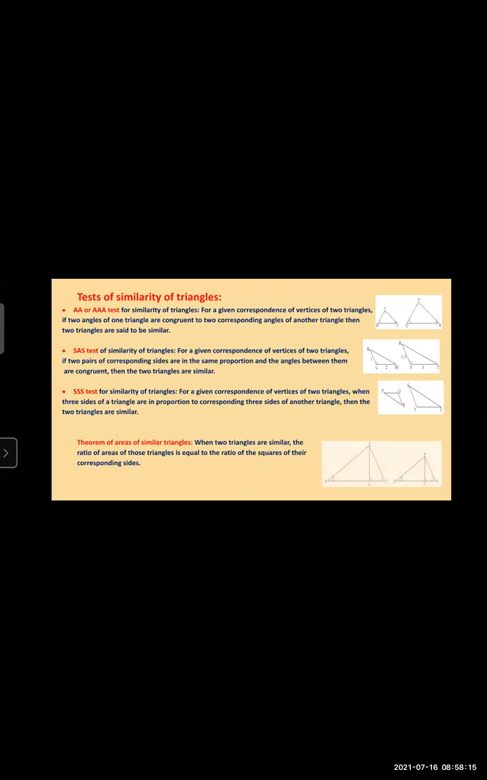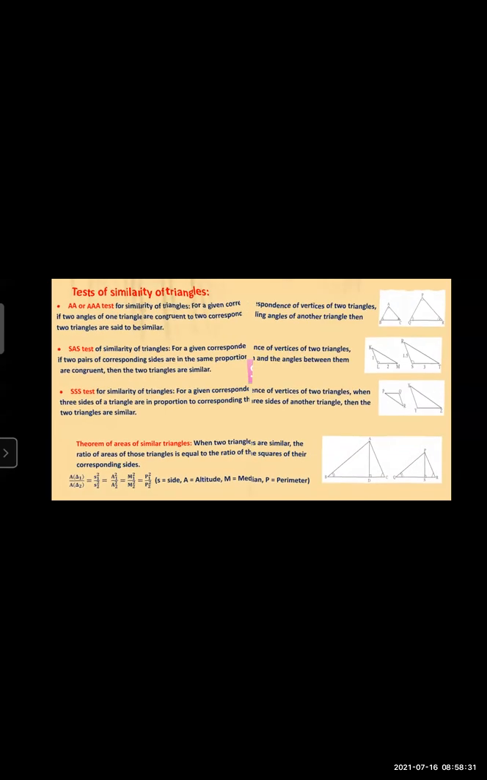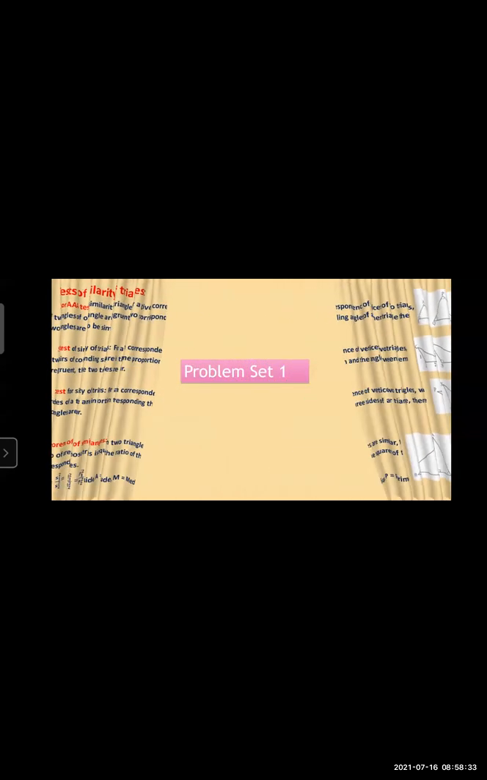And the last topic is the theorem of the areas of similar triangles. When two triangles are similar, the ratio of their areas is always equal to the ratio of the squares of their corresponding sides. Okay, so let's start our problem set first.